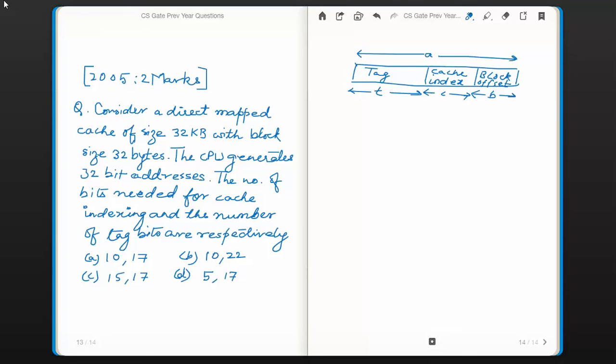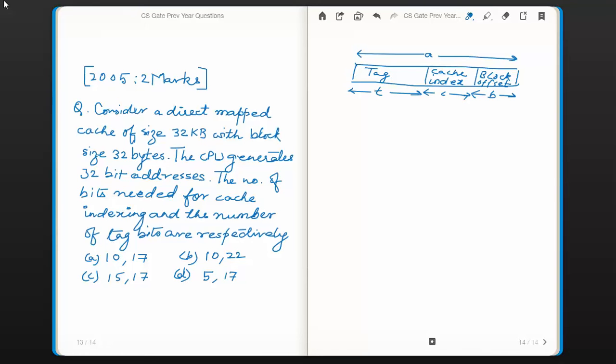Hi everyone. Today in this video session we are going to attempt another problem of computer organization. This question was asked in the year 2005. Marks allotted was 2 marks. So the problem statement is here.